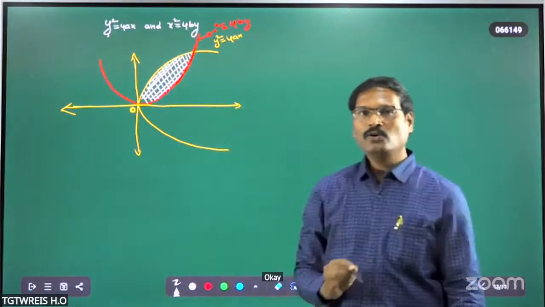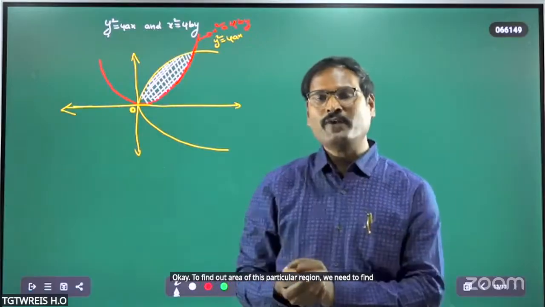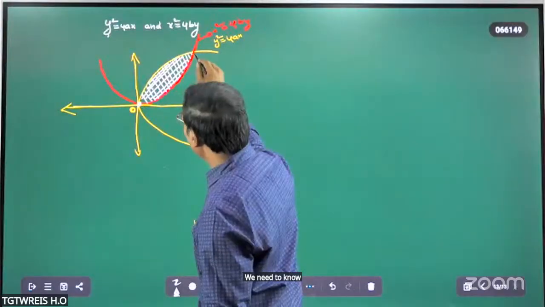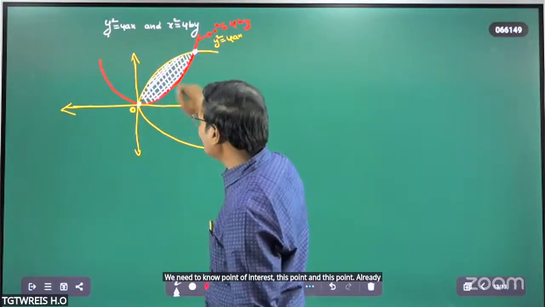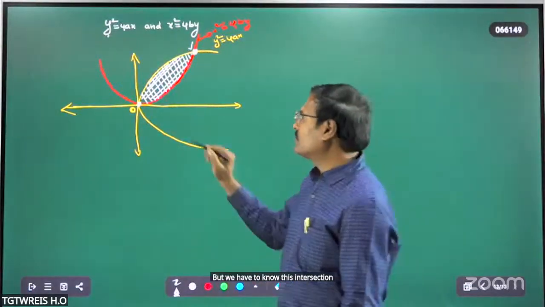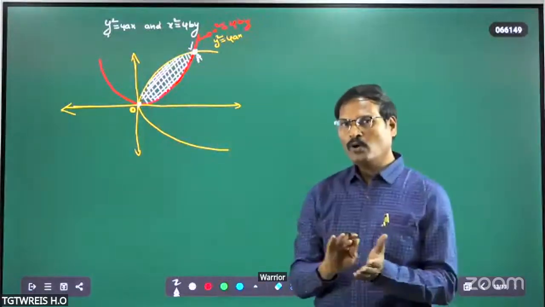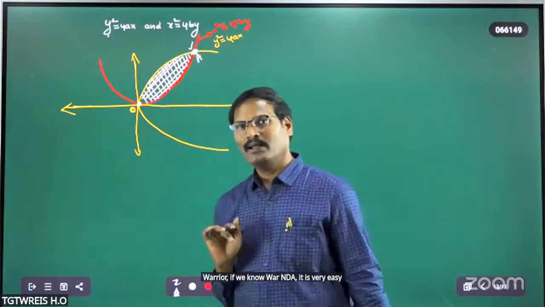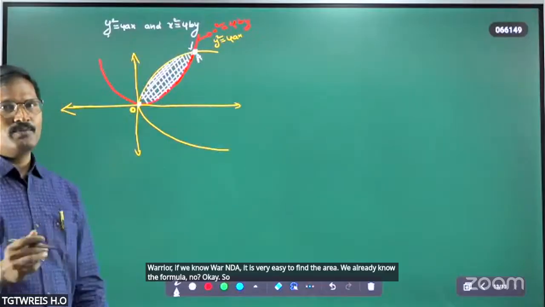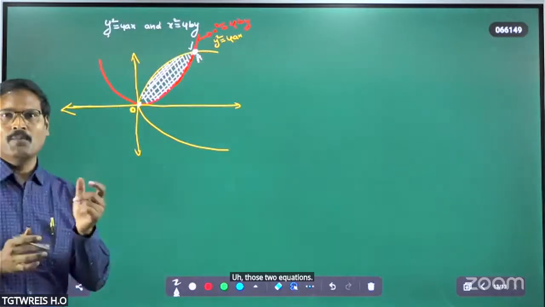Okay. To find the area of this particular region, we need to find the points of intersection first. That means we need to know this point and this point. Already we know one point, that is the origin. It is clear, but we have to know this intersection point. So I am considering this is O and this is A. If we know O and A, it is very easy to find the area. We already know the formula, no? Okay. So for that, first I am going to solve those two equations. Then only we can get the point of intersection.